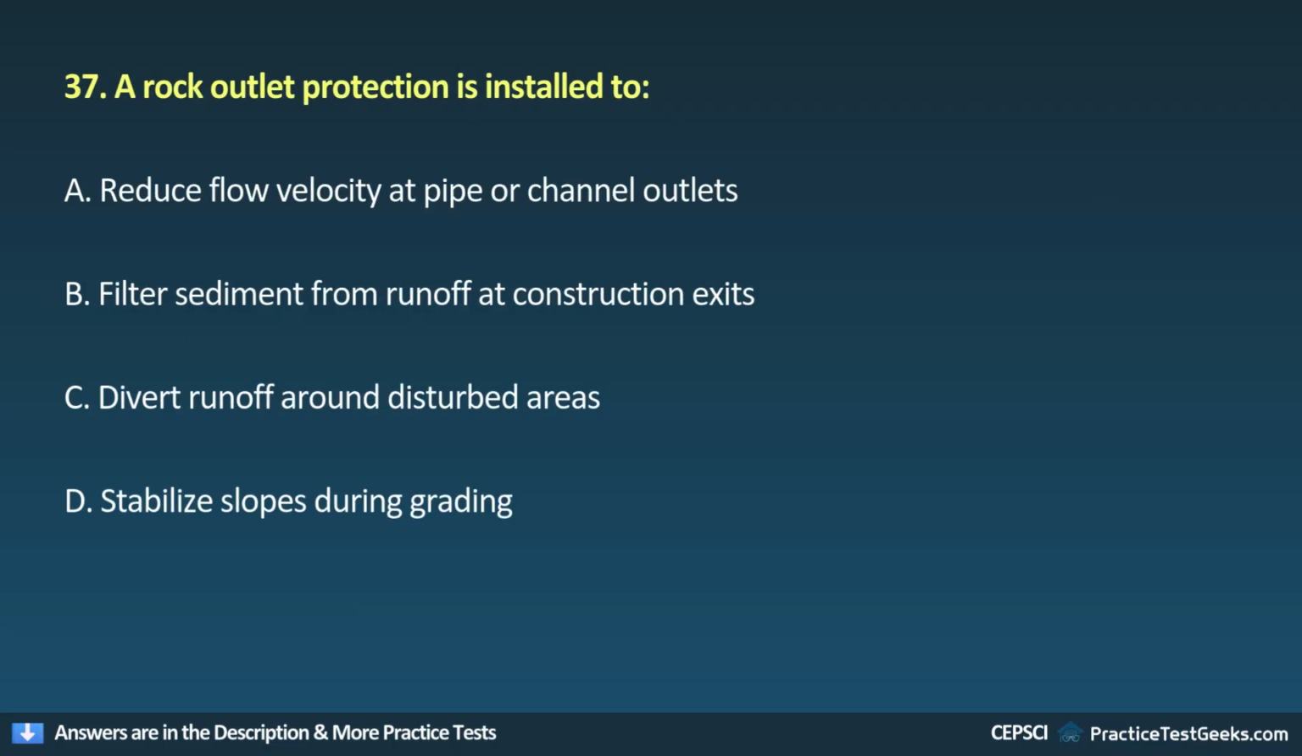37. A rock outlet protection is installed to A. Reduce flow velocity at pipe or channel outlets. B. Filter sediment from runoff at construction exits. C. Divert runoff around disturbed areas. D. Stabilize slope following grading.